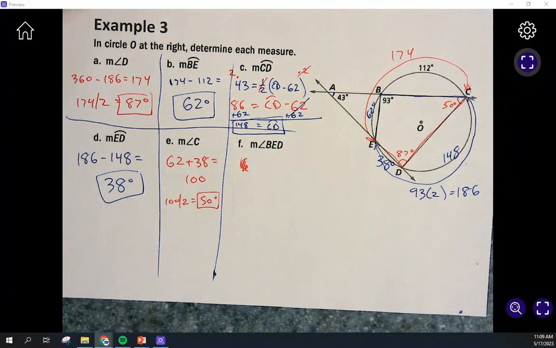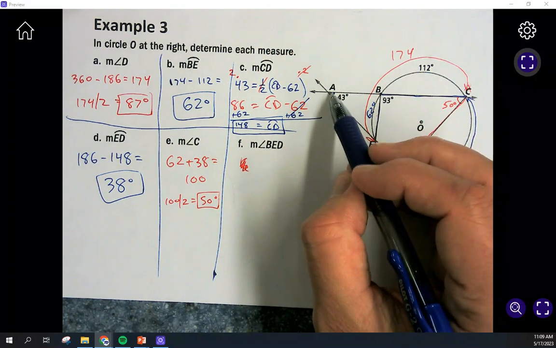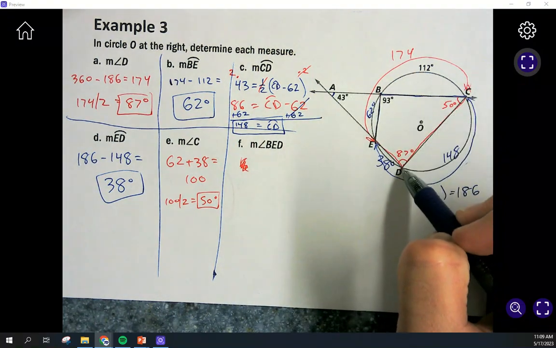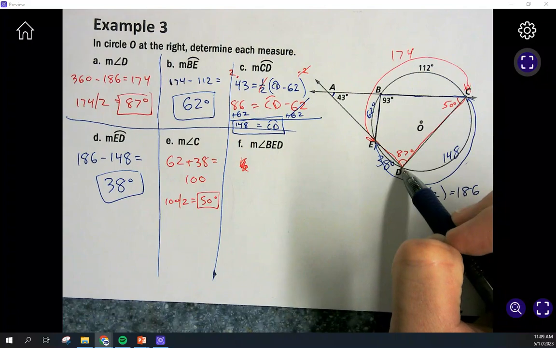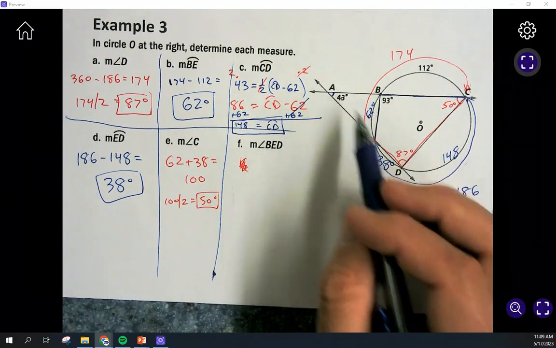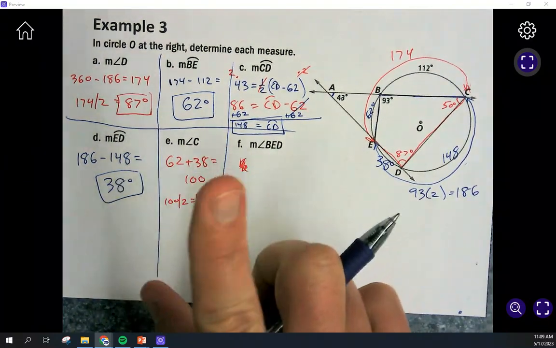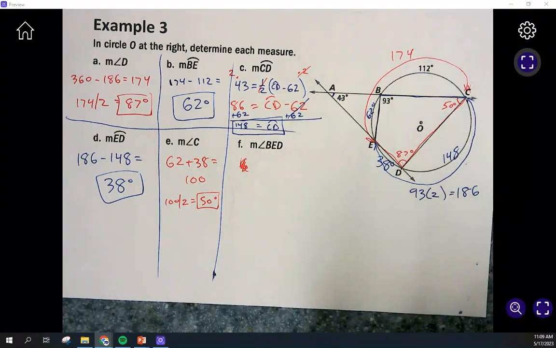Now, some of you may have seen this big triangle, and maybe no one did see it, but we do have a big triangle, ACD. We know the three angles of a triangle have to add up to 180. So you already had the 43 and the 87. You could have took those away from 180 and gotten the 50 that way as well. So you can use the arcs or use the triangle.